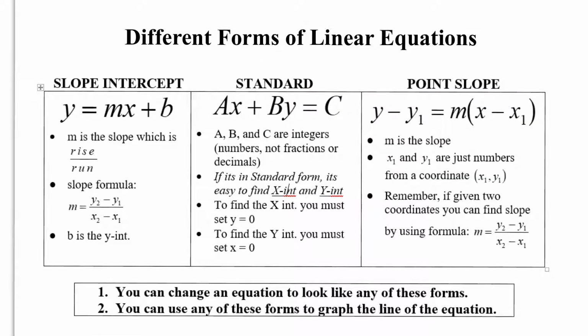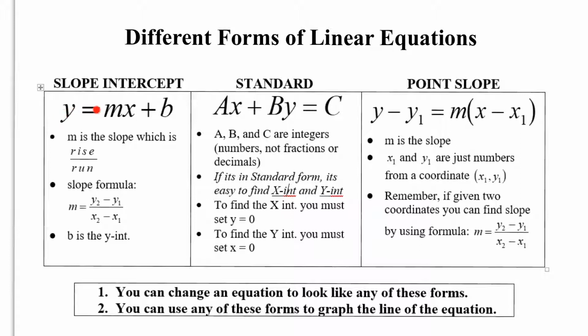And the three forms, you guys see them on the screen. One of them is called the slope-intercept form. The second one is called the standard form, and the third one is called the point-slope form. Now, you have to know what they look like in order to identify what form you are using.